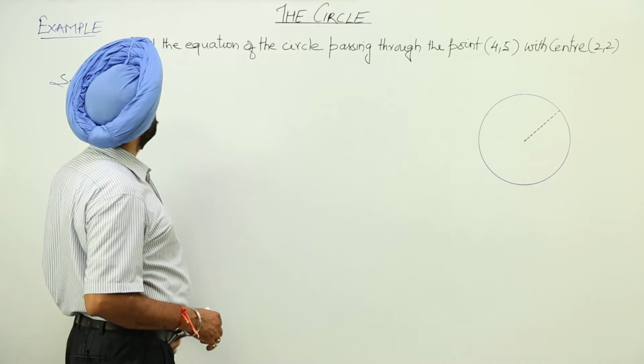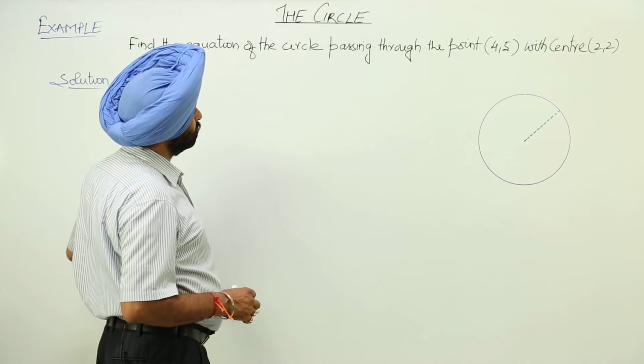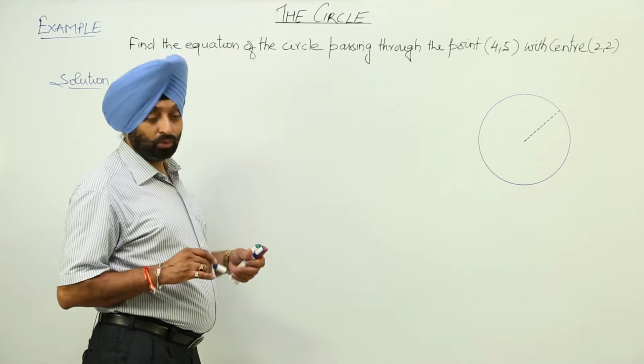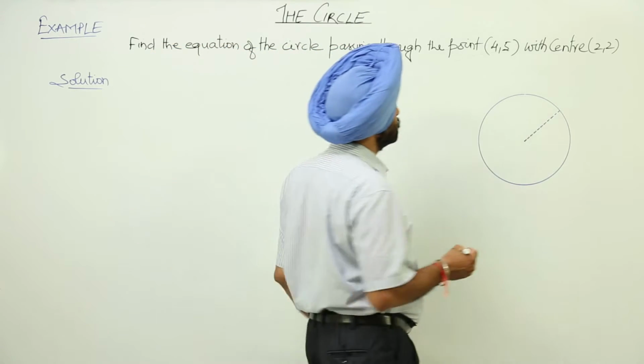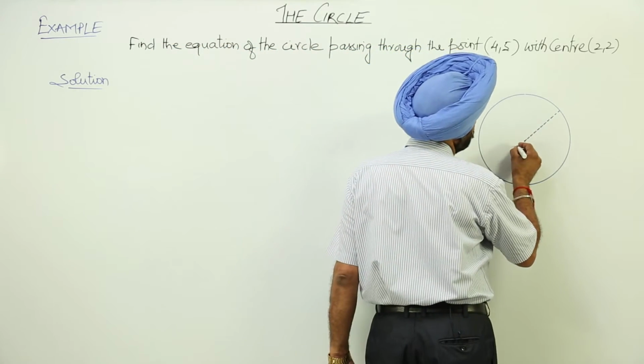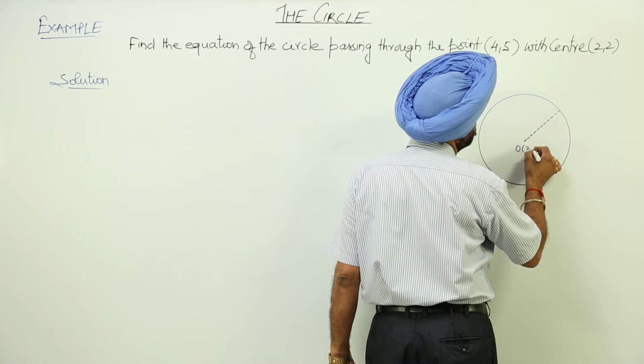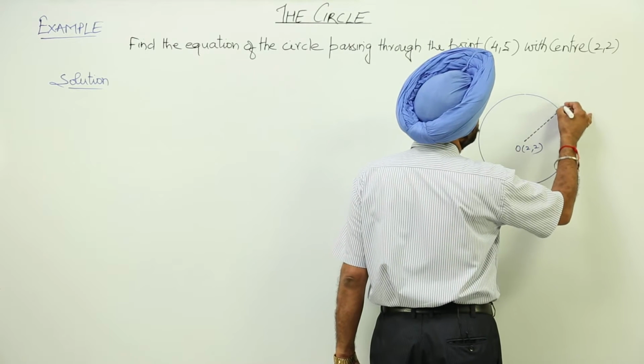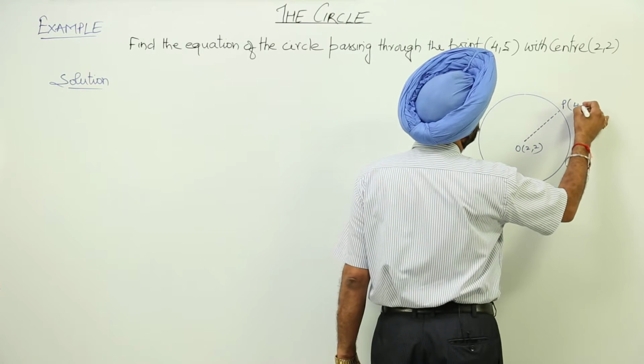Example: find the equation of a circle passing through the point (4, 5) with center (2, 2). Now I have drawn a circle here. Basically, this is the coordinates for the center, and let this point be P, it is (4, 5).